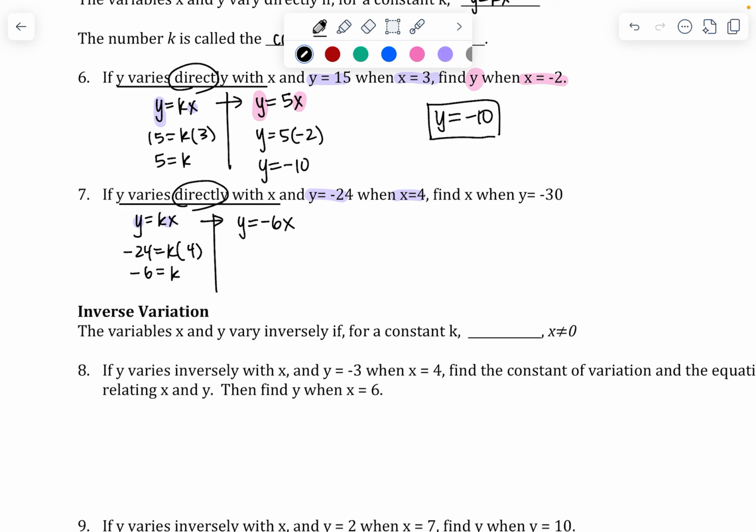done. Now find x when y is negative 30. So this time they're giving us the y value and we have to solve for x. So be careful which variable you're replacing. So y is negative 30 and we're finding x. So we have to divide by negative 6 and we get x equals 5.